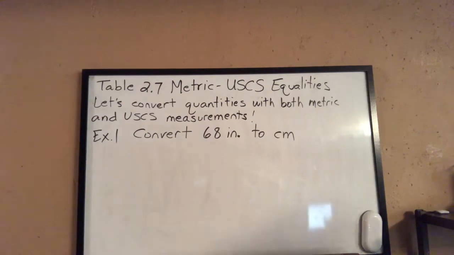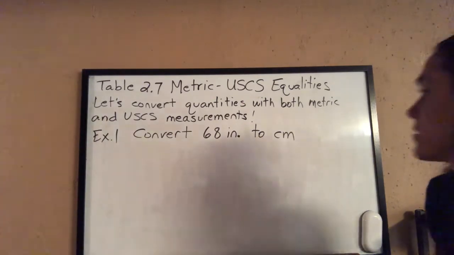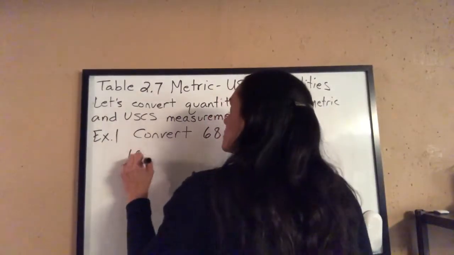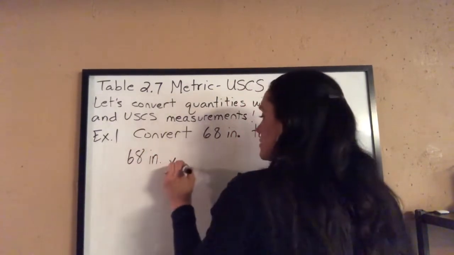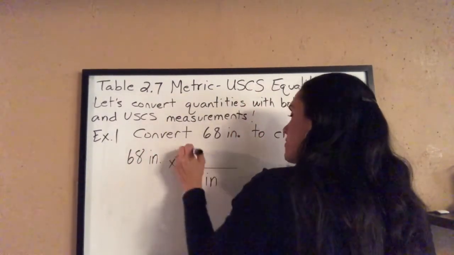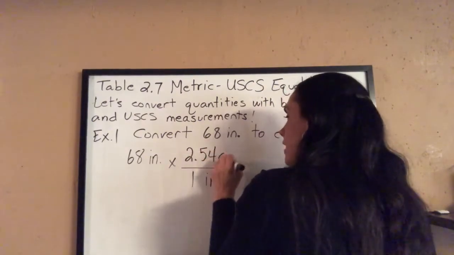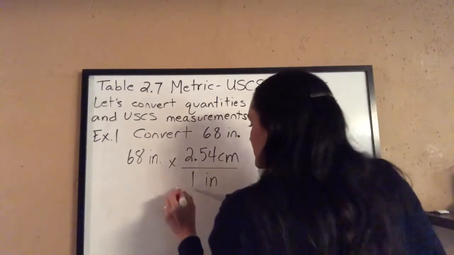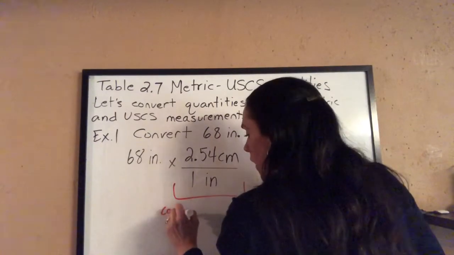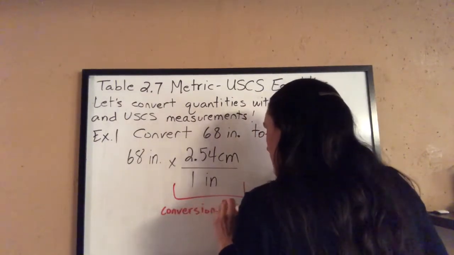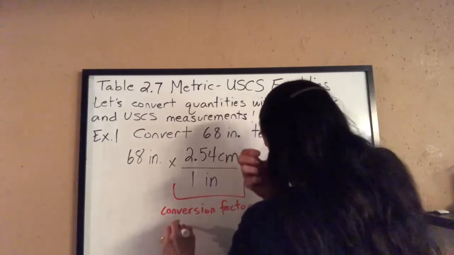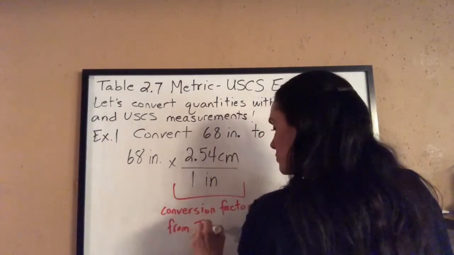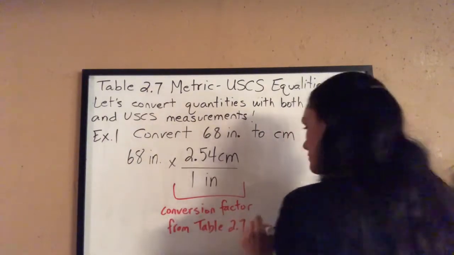1 inch equals 2.54 centimeters. So we have a given amount of 68 inches, and in 1 inch we have 2.54 centimeters, okay? So this conversion factor is from table 2.7, okay?